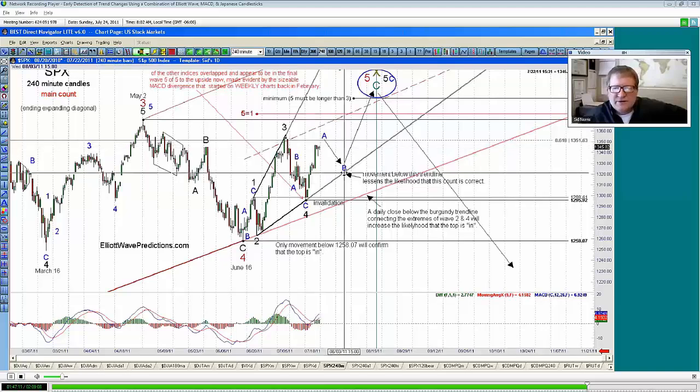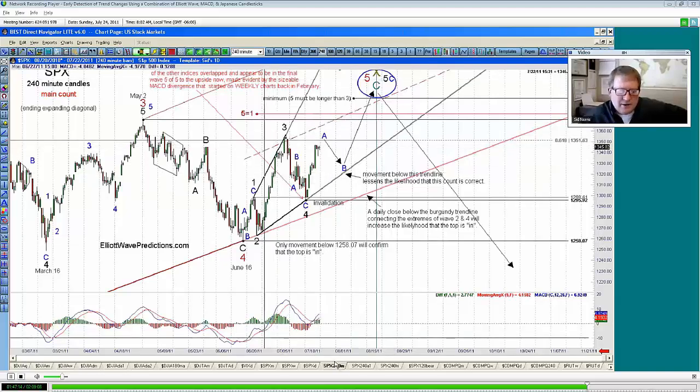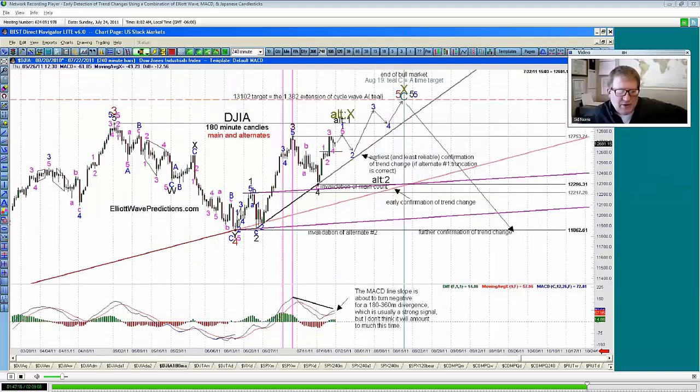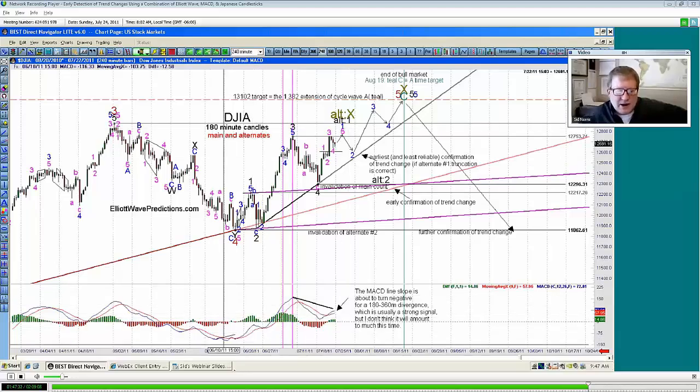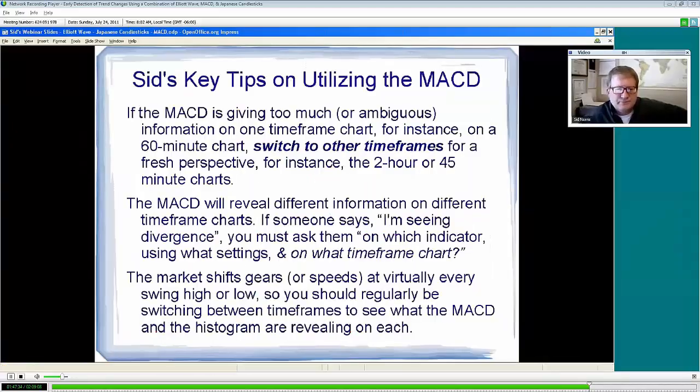Also, this gives us a down-up that we would expect in the S&P, whereas basically that's kind of what I'm expecting in the Dow. Once this blue 1 finishes, then we get our wave 2, and then up to the top. So it allows them to move in similarly, even though the count is slightly different on each one. So the MACD will reveal different information on different time frame charts.